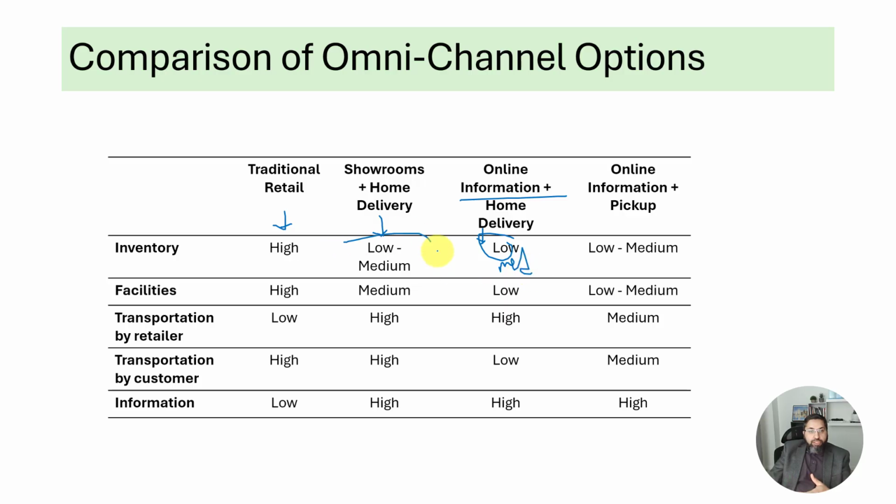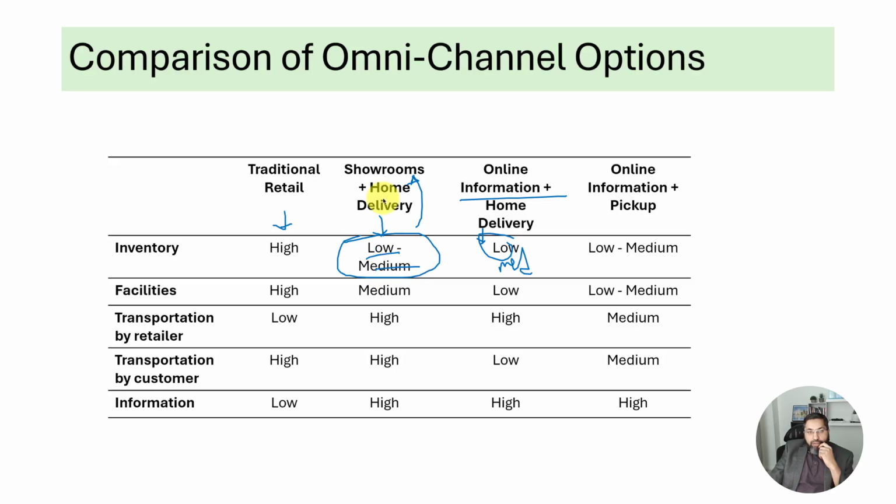This is low to medium for the same reason that you have inventory at showrooms, and you're going to have to have many showrooms. People don't want to drive 100, 200 miles to go to a showroom. So you have many showrooms. You have a lot of inventory stuck in the showrooms for display pieces, and that's why it's low to medium.